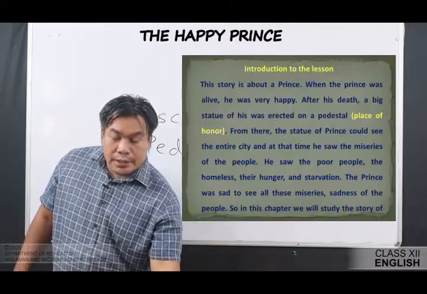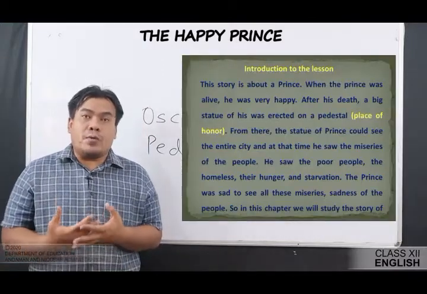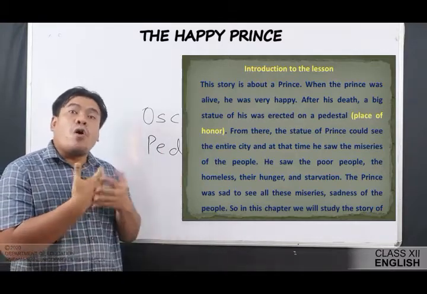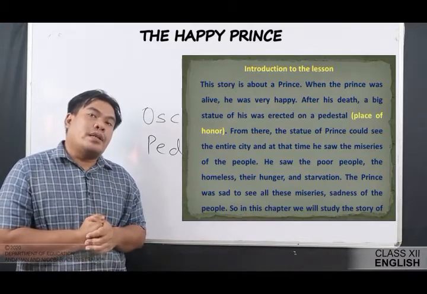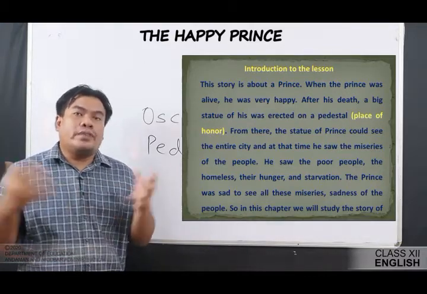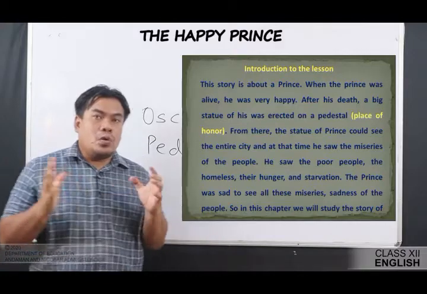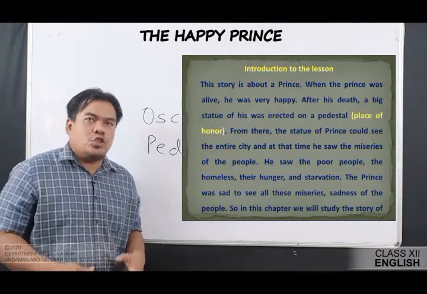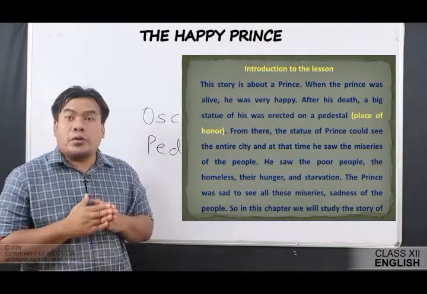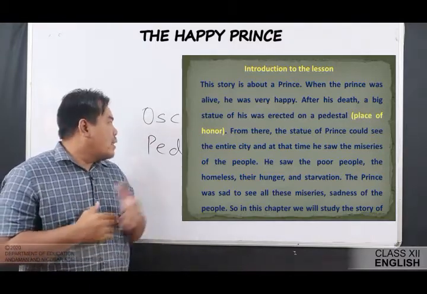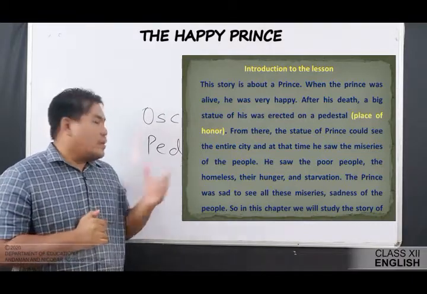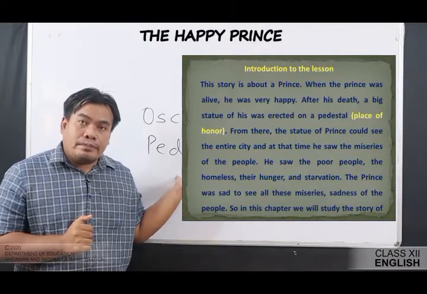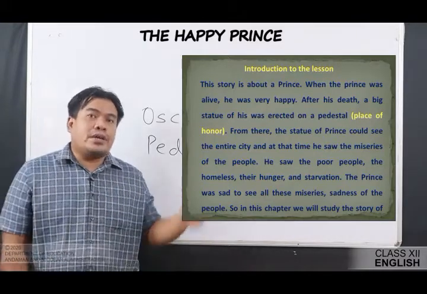The statue of the prince was erected in a place where it could be honored by the people of that town or of that country. So when the prince died, his statue was erected in one particular place, on a pedestal. I told you already, pedestal means the place of honor. It's there on the screen, you can have a look.